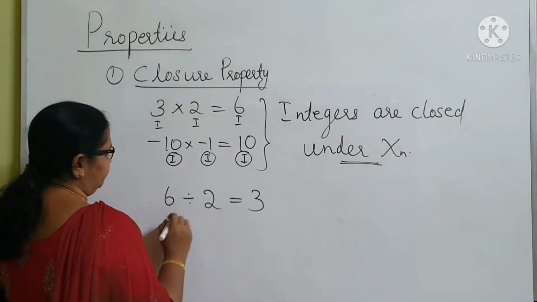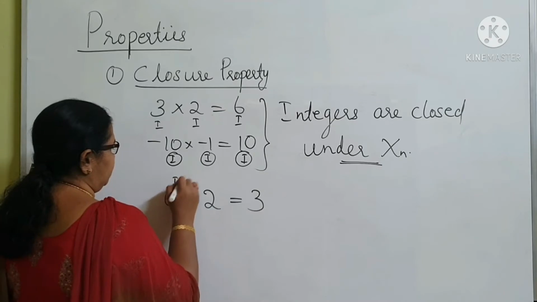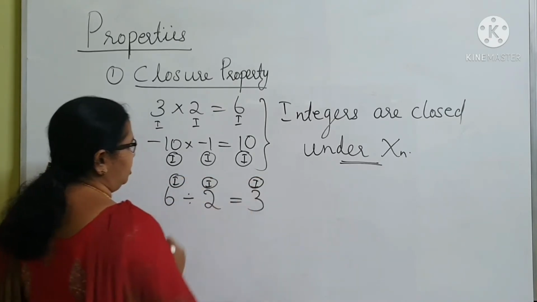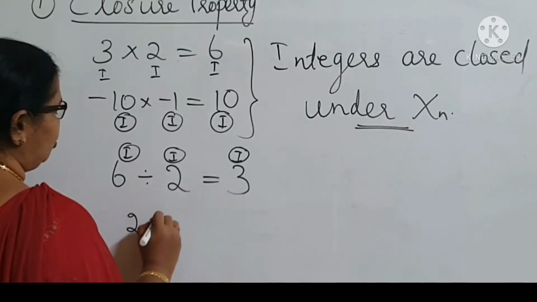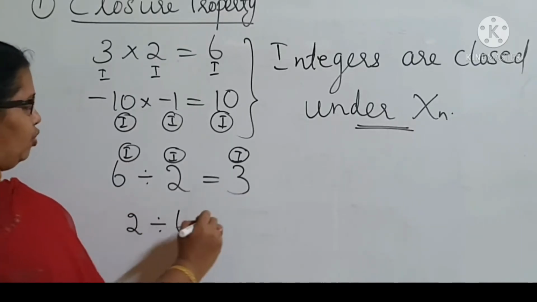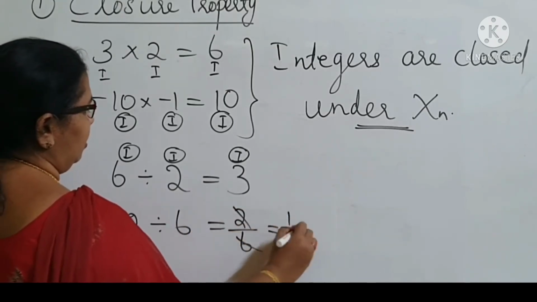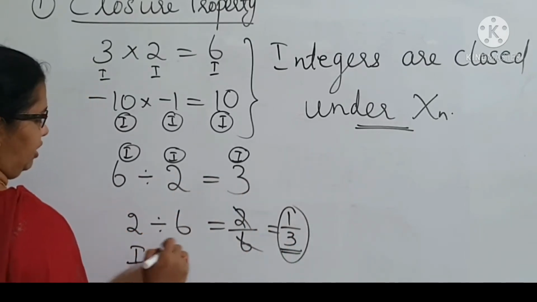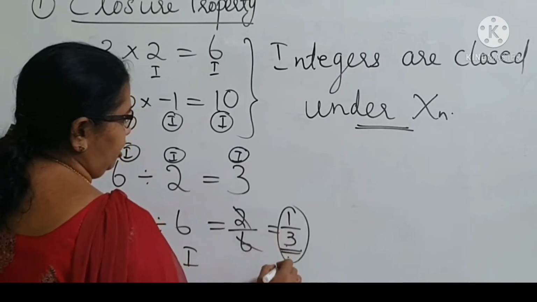Now division. 6 divided by 2 is 3. 6 is an integer, 2 is also an integer, 3 is also an integer. And what about 2 divided by 6? 2 divided by 6 is 2 by 6. We can cut it, 1 by 3. That is a fraction. So this 2 is an integer, 6 is an integer. The quotient 1 by 3 is not an integer.